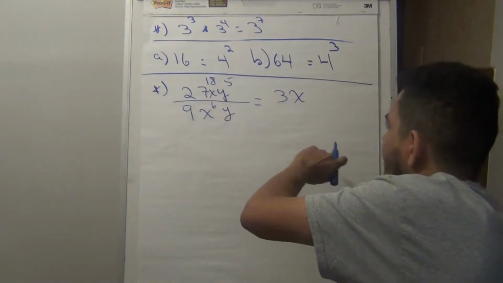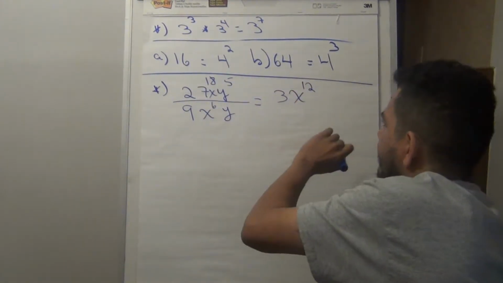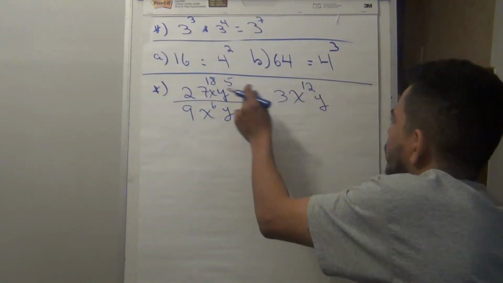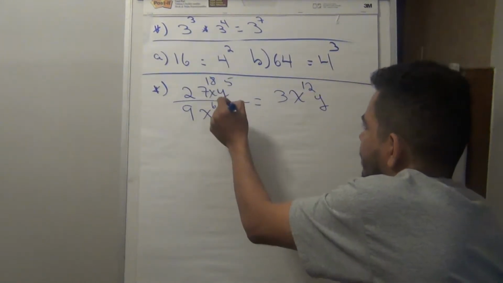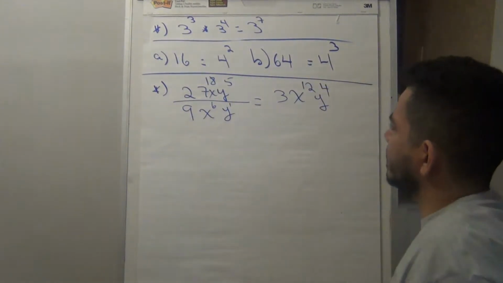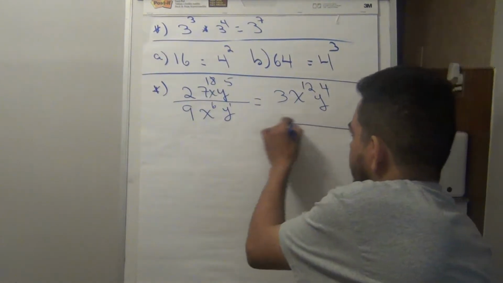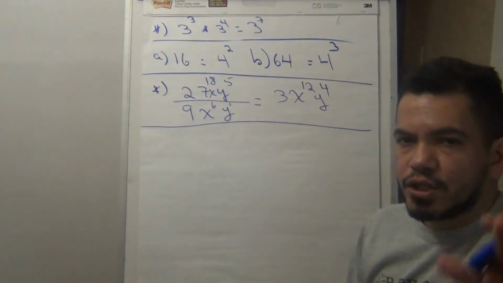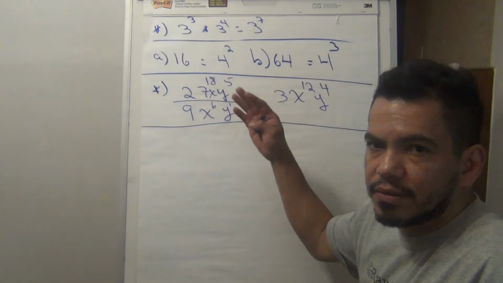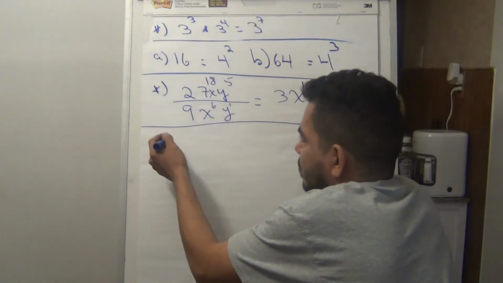So then what do I have? 18 minus 6 is 12. And then y to the 5th divided by y to the 1st, because there was no number there. That's y to the 4th, and that's the end of it. Simple, right? Remember, try to work these problems out before we do it. Before I do it, before you do it.